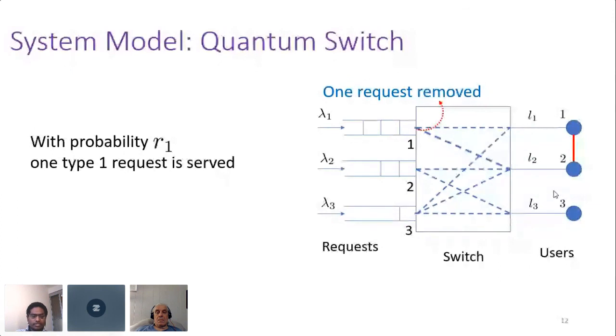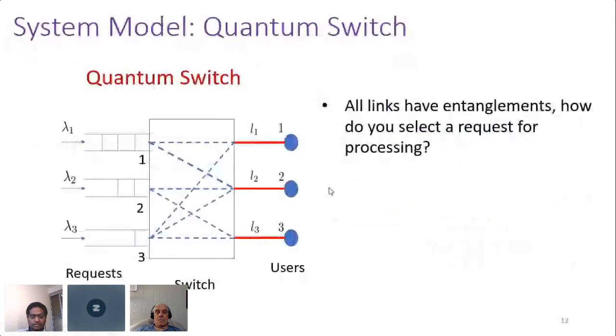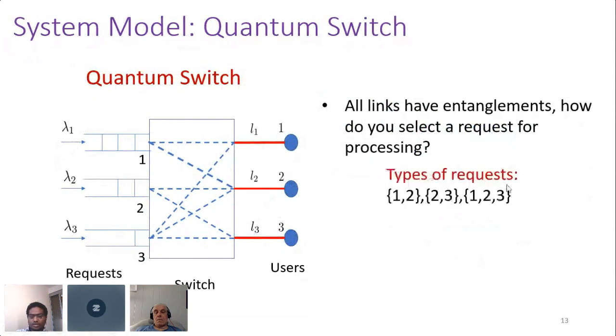Now, I have another situation where all the links have primary entanglements in a given slot. There is a competition among different types of requests to exploit these primary entanglements for creating end-to-end entanglements. For example, we have three types of requests. All of these three types can be served, so one request for each of these types can be served because every link has primary entanglements. How do you make a decision in selecting a particular type of request for service?